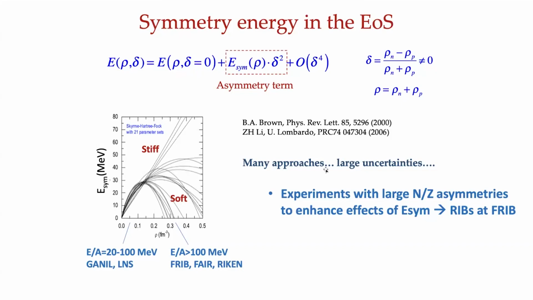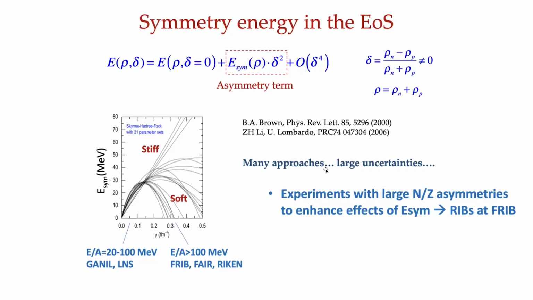And there are regions at low density that are accessed at intermediate energies at laboratories like GANIL or the LNS in Catania. While if you want to go to the higher densities, you have to switch to other facilities like FRIB in the US, FAIR at GSI in Germany, and RIKEN in Japan. And of course, other facilities that are under construction, even in China or in South Korea. So just to give you a perspective of where we do experiments if we want to access different regions of this symmetry energy.